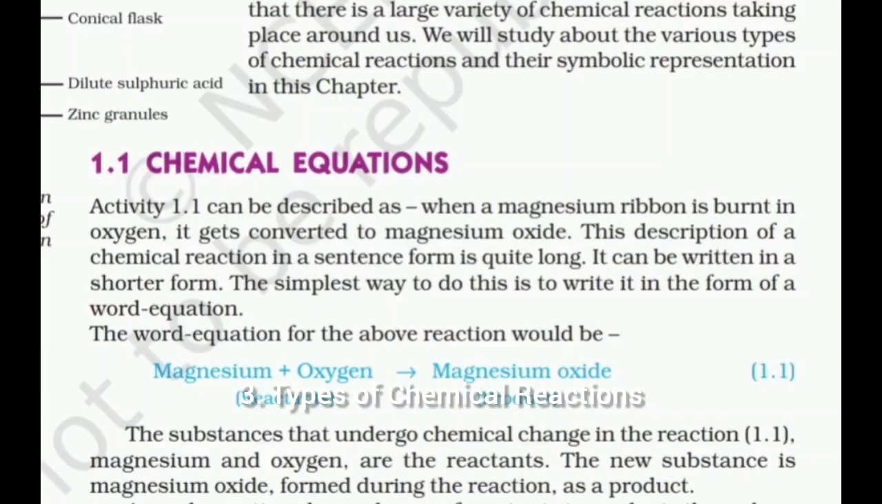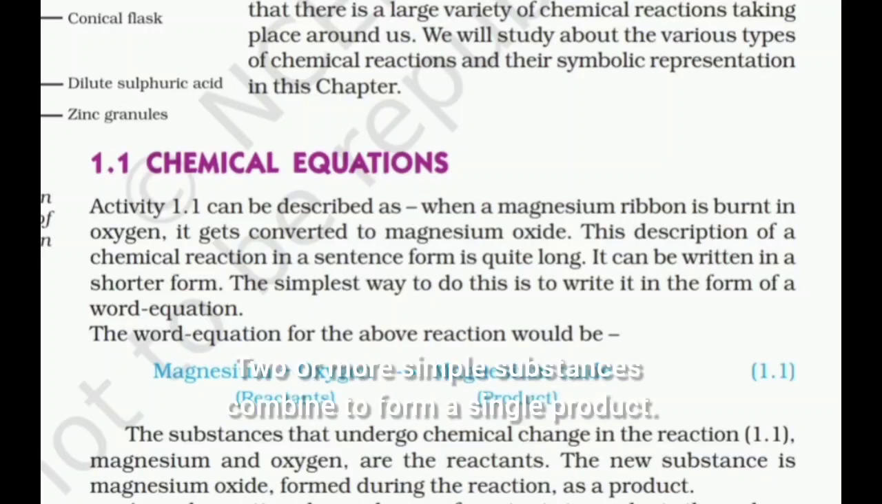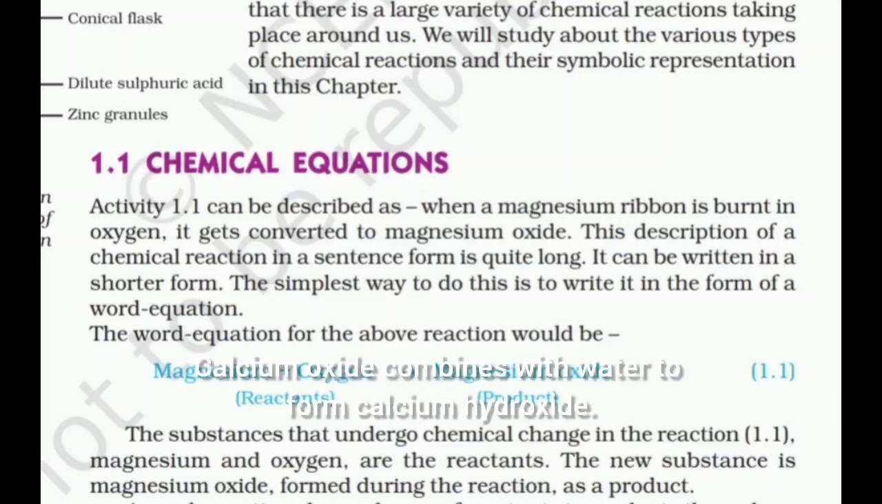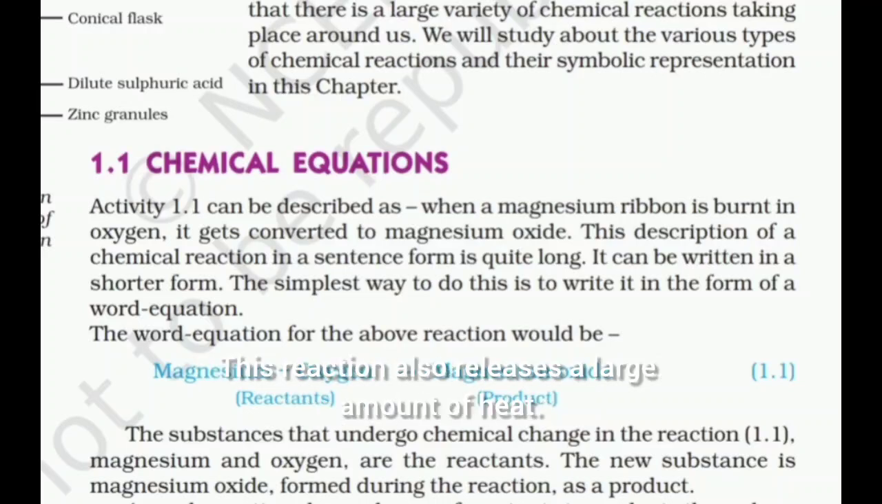3. Types of chemical reactions. 1. Combination reaction. Two or more simple substances combine to form a single product. Example: calcium oxide combines with water to form calcium hydroxide. This reaction also releases a large amount of heat.